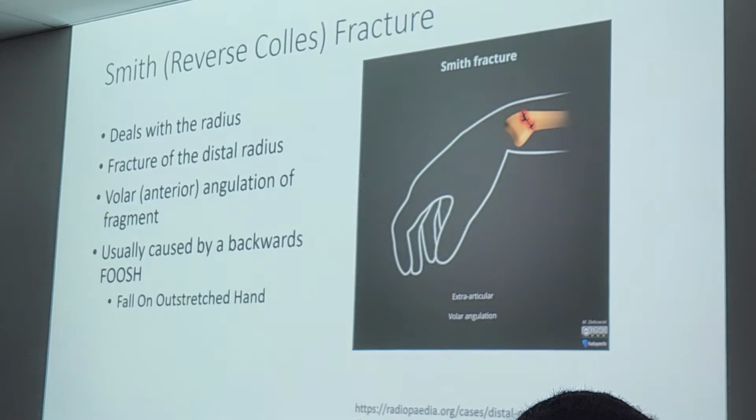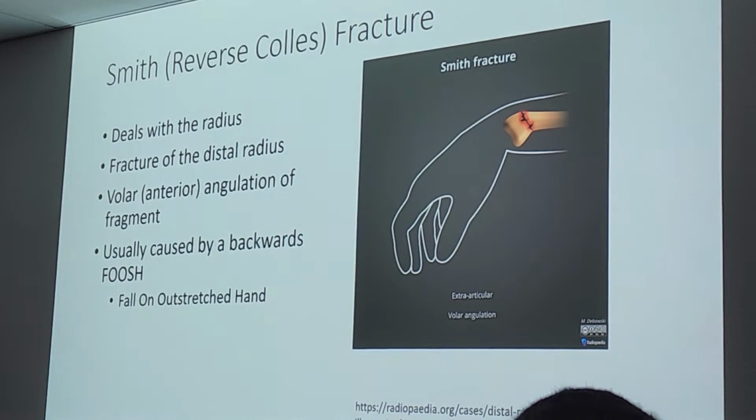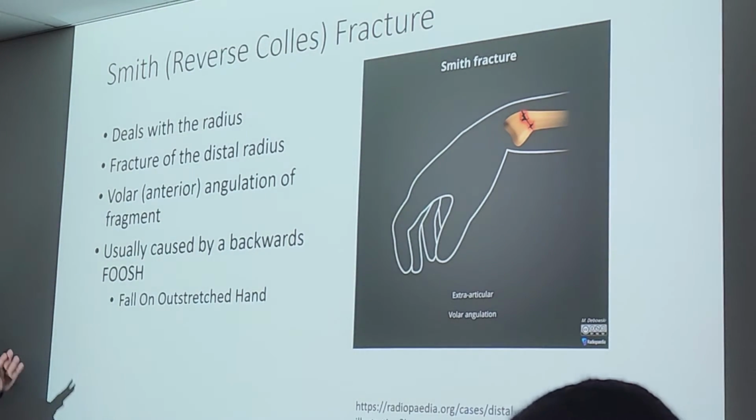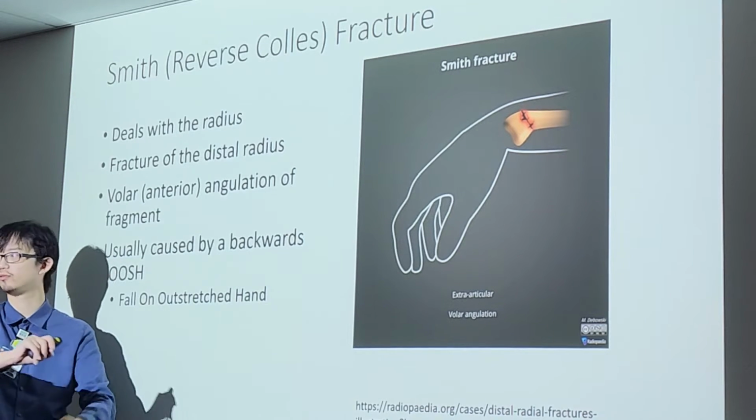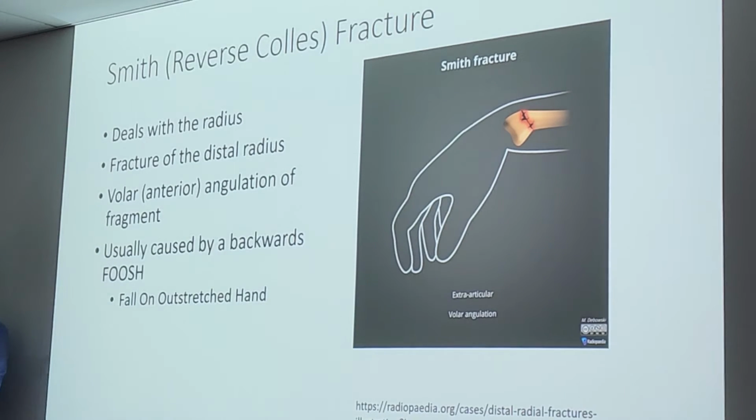Okay. So it's important we are able to tell the difference between the Colles, which is forwards, versus reverse Colles, where you fall backward, right? Colles, you fall forwards, and so the fracture goes posterior. Reverse Colles, you fall backward, so the fracture goes anterior.